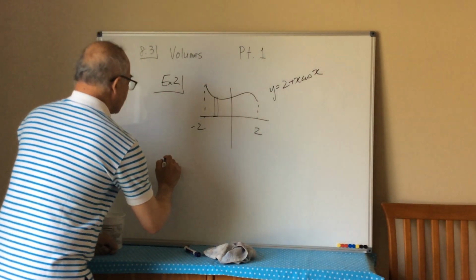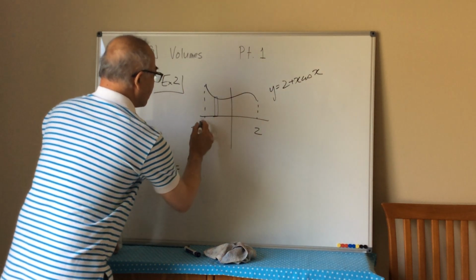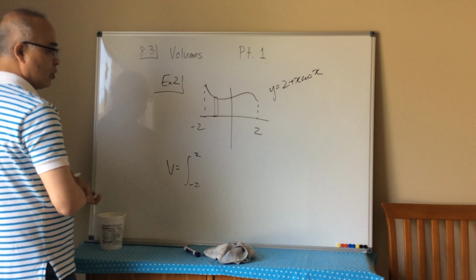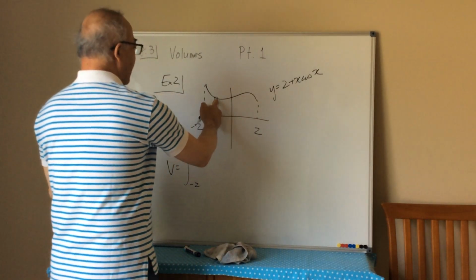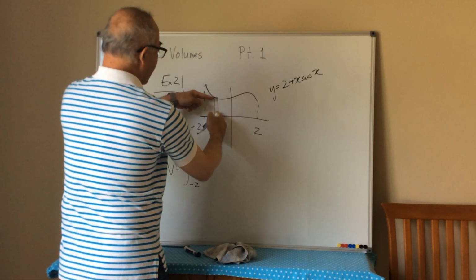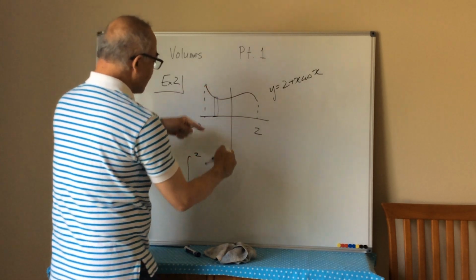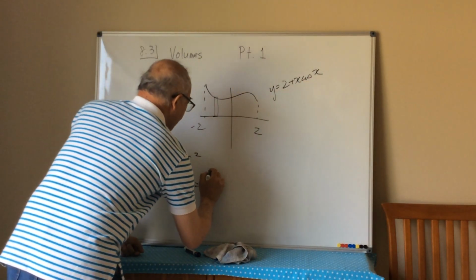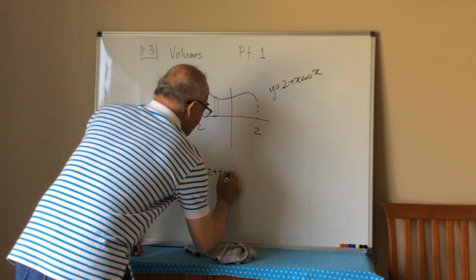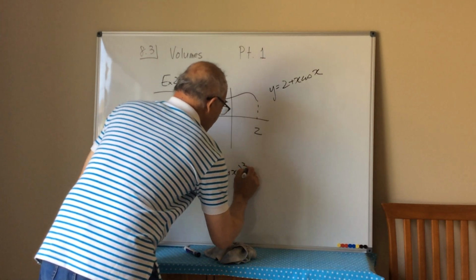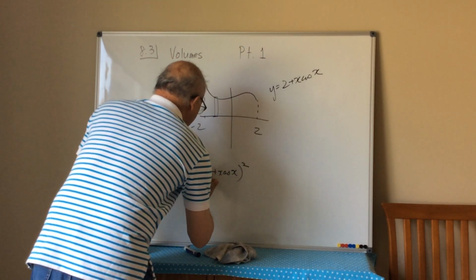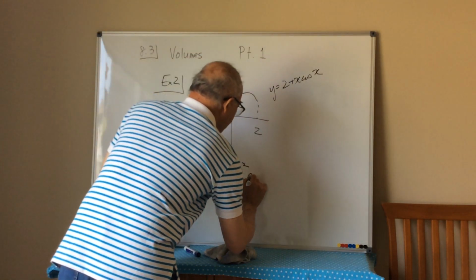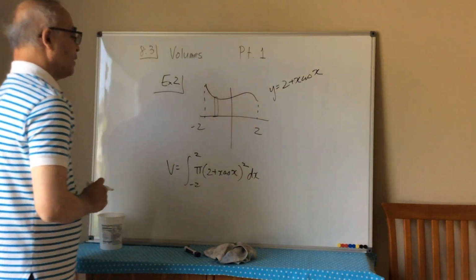So my volume is going to be equal to what? Volume is going to be equal to the integral from -2 to 2. The height here, which is the radius of that disk when you spin it around, is that guy here, so you're going to get 2 plus x cosine x. You take that r squared, multiply by pi, and then multiply that by the thickness, right? The thickness is going to be dx. It's going to look like that.